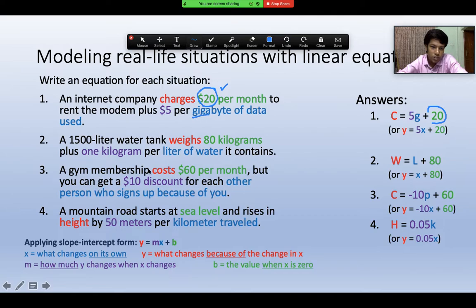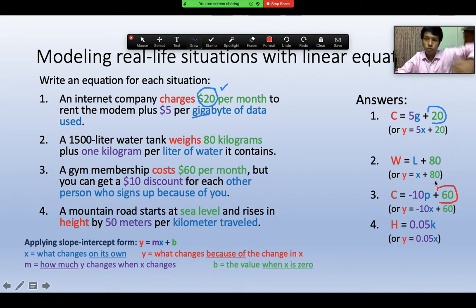Then we have a gym membership that costs $60 per month, but you can get a $10 discount for each other person who signs up because of you. So what is happening here? $60 per month is the membership fee. So you go to that gym, you have to give that $60.